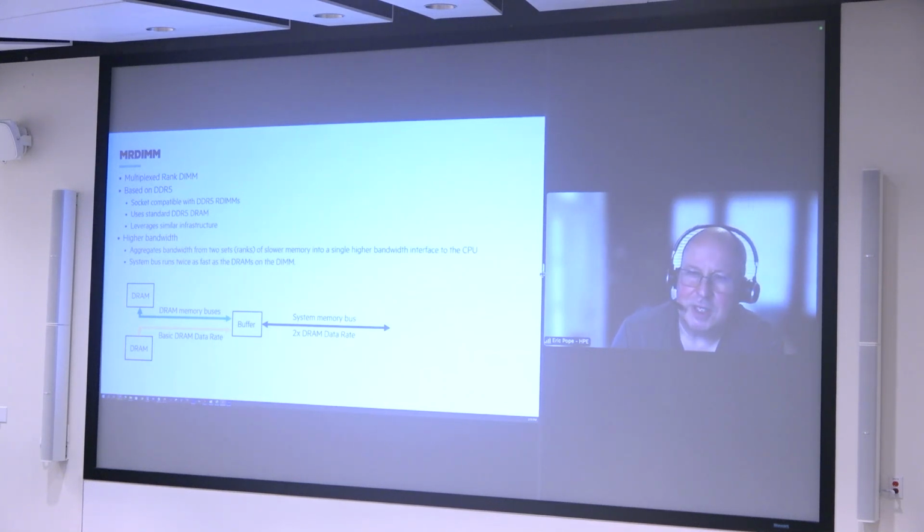The biggest challenge with MRDIMM is it uses about 5 watts more per DIMM than the same capacity RDIMM. And so you're not going to want to use this for a general purpose workload that doesn't really need the bandwidth. But if you really truly need the bandwidth, MRDIMM is coming.